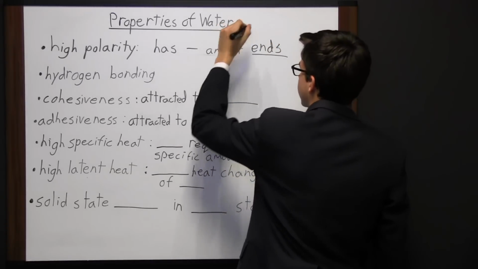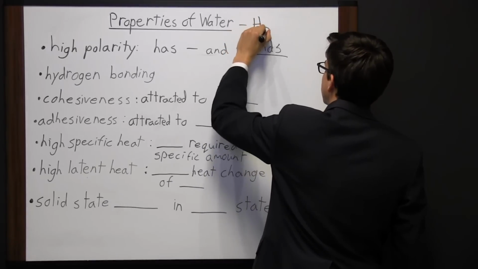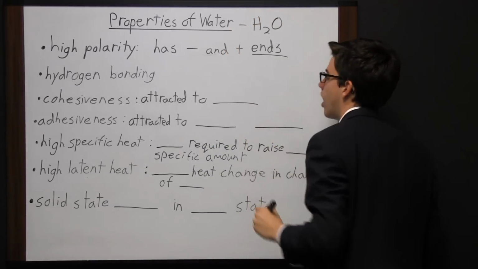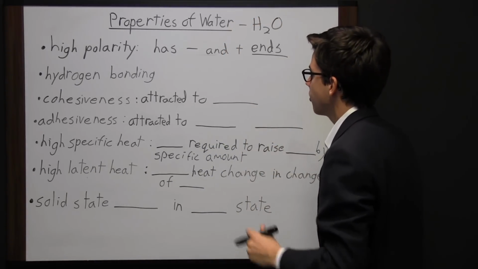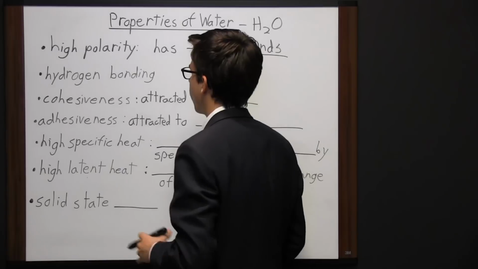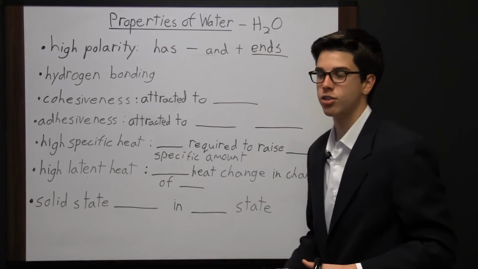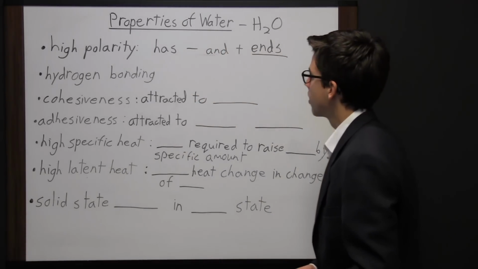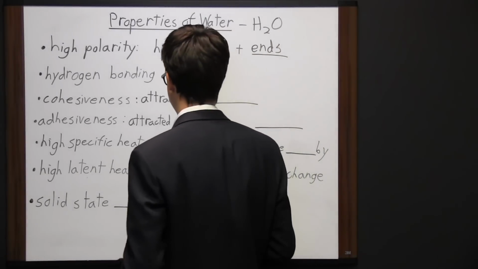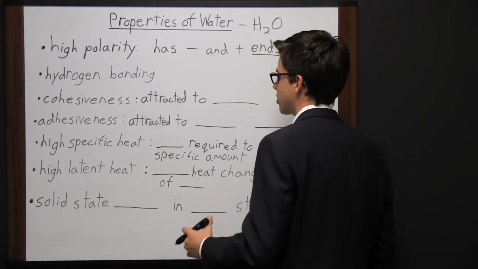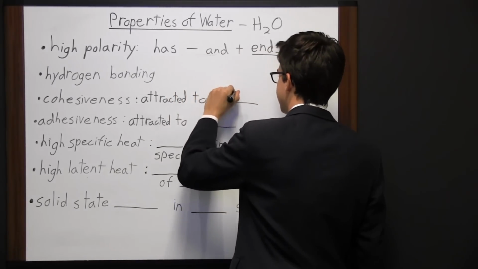And this is due to the fact that water is made up of 2 hydrogen atoms and only 1 oxygen atom. And also hydrogen bonding. Water molecules engage in hydrogen bonds with other water molecules. Water also is cohesive. And so cohesiveness means it's attracted to itself.